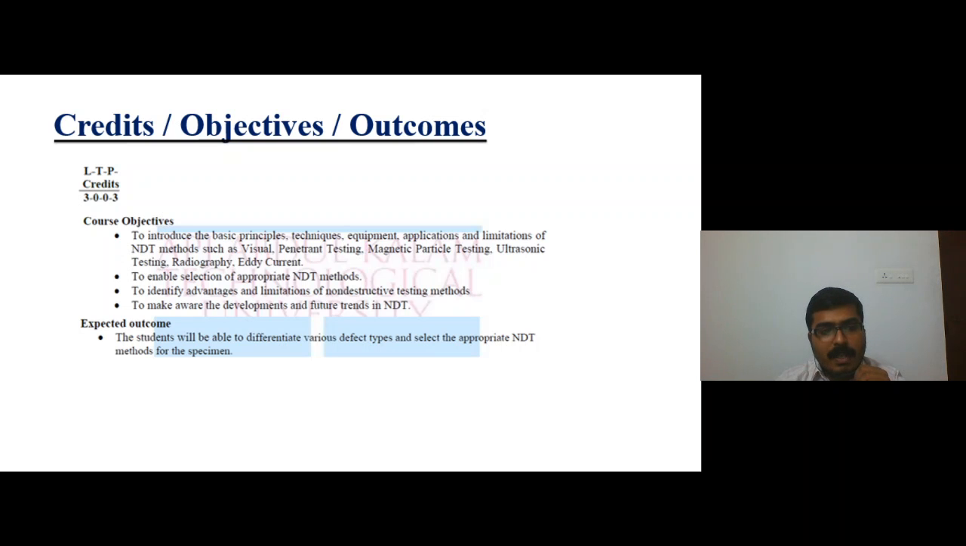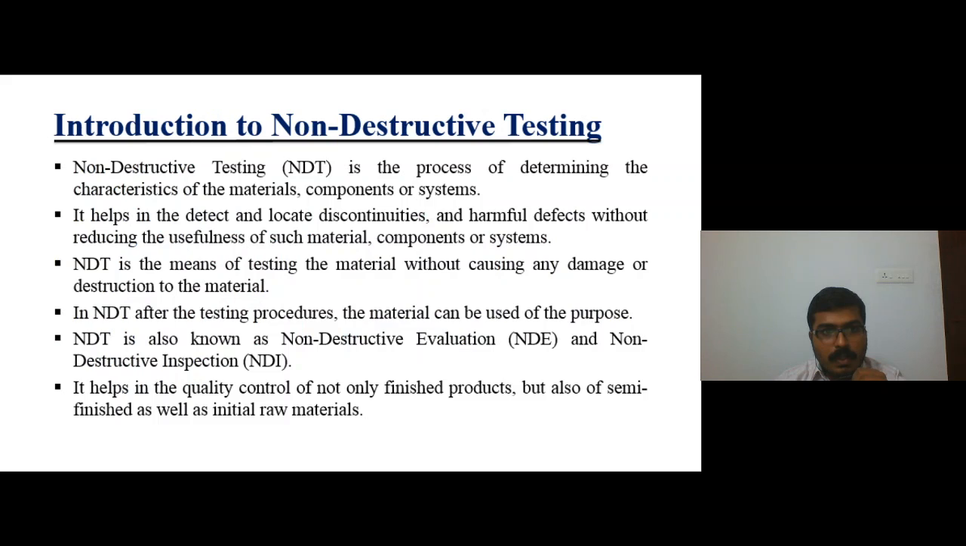The main expected outcome of this course is that the students will be able to differentiate various defect types and select appropriate NDT methods for the specimen. Next is the introduction to non-destructive testing.